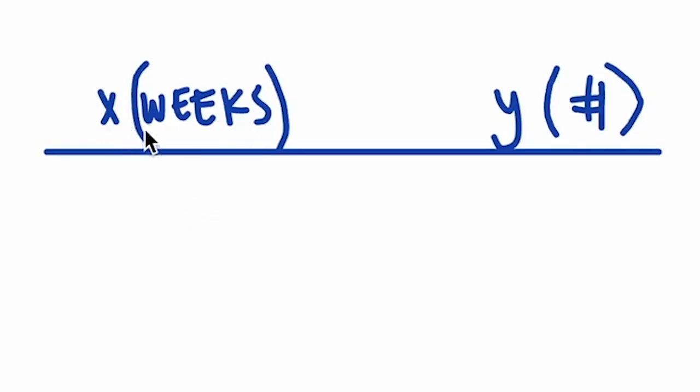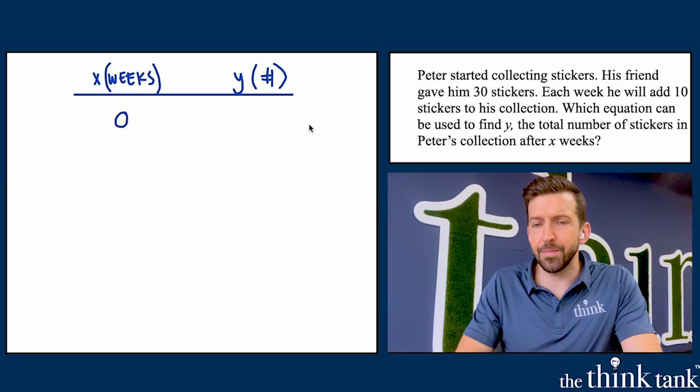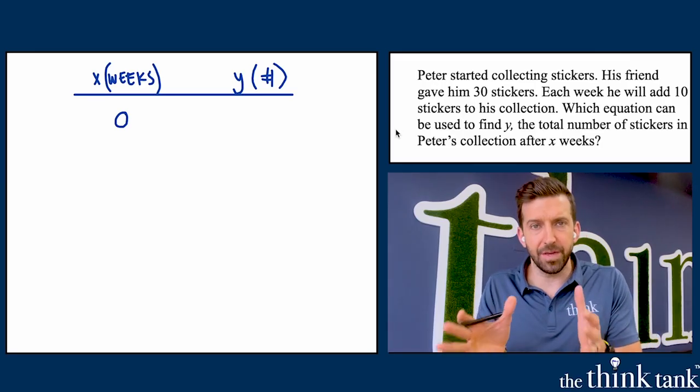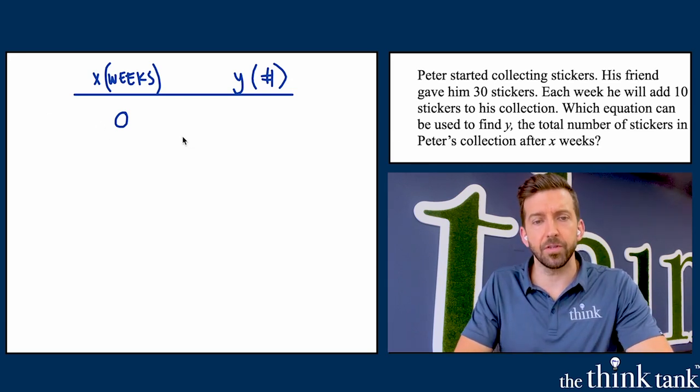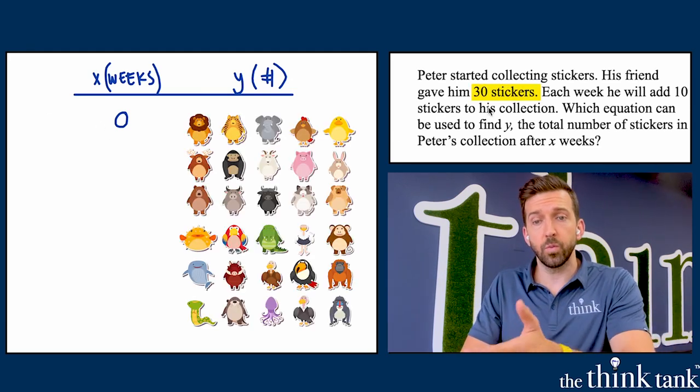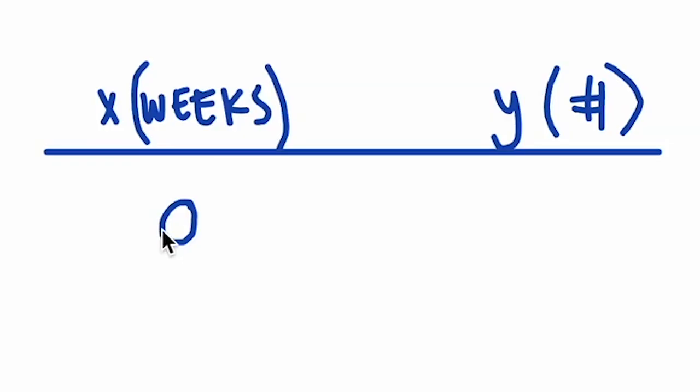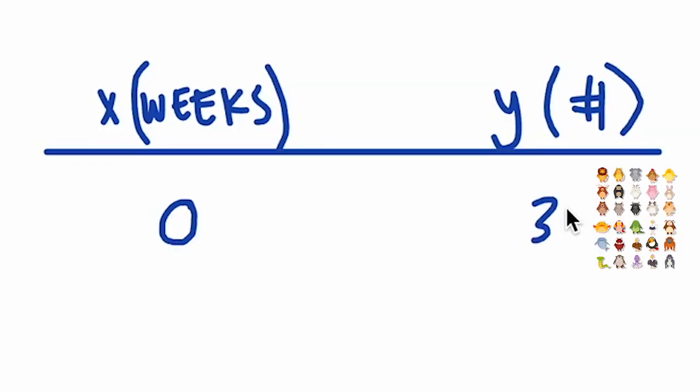If I want to say at 0 weeks, how many stickers does Peter have? Let's just read the problem. Forget about the fact that this has this algebra stuff that may be intimidating. Let's just read the problem and think about it. At 0 weeks, how many stickers does Peter have? Well, he started with 30 stickers. So at 0 weeks, he should have 30 stickers in his collection.